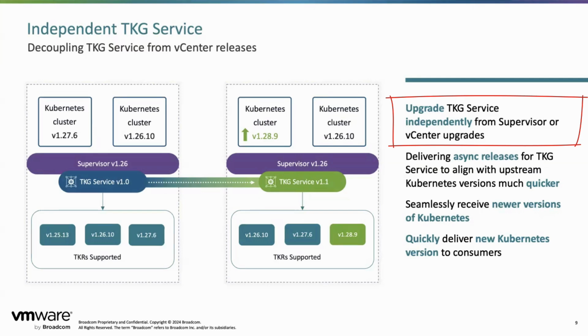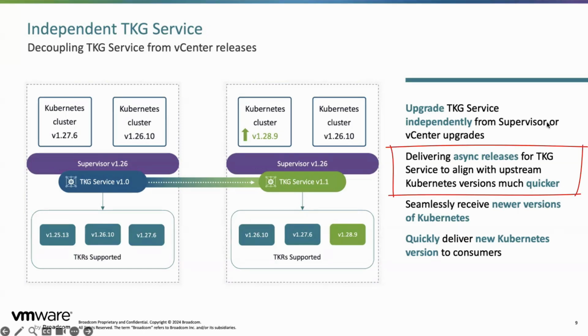Right? So previously, as you know, in order for users to get a new Kubernetes version, they needed to upgrade vCenter. And vCenter has a lot of compatibility matrices with a lot of other components. So this has always been a difficult thing to do, and therefore the consumers wouldn't be able to get the latest Kubernetes version, right? So with this, now we are able to deliver asynchronous releases of TKG service, helping us to align much quicker to the upstream Kubernetes versions, right?